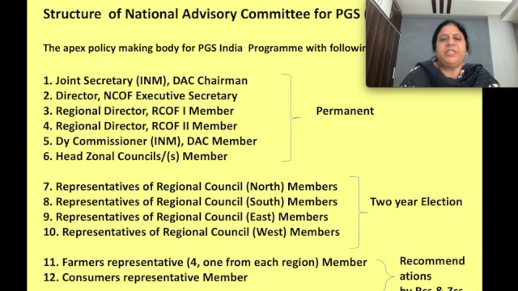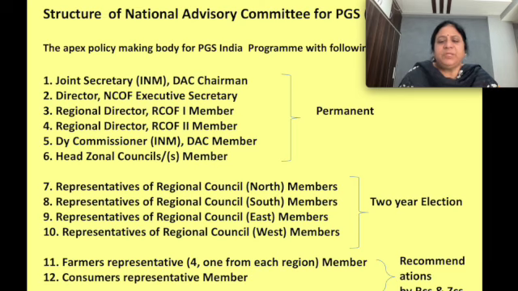So, the structure of the National Advisory Committee for PGS, which is called NAC. It has all higher officials like the DAC chairman, director NCOF, regional director RCOF, regional directors of another RCOF, deputy commissioner of INM, Integrated Nutrient Management, DAC member, and heads of zonal councils. These are the permanent members.